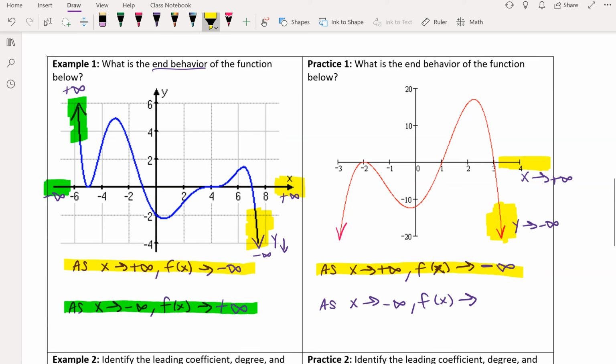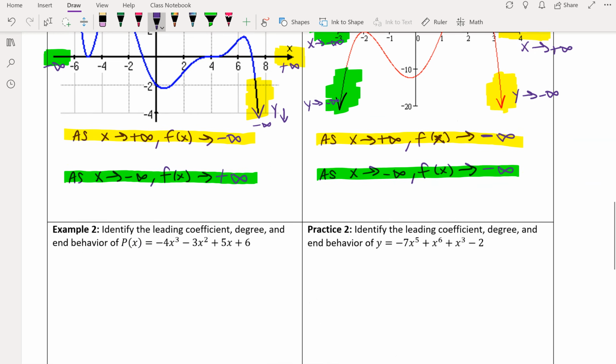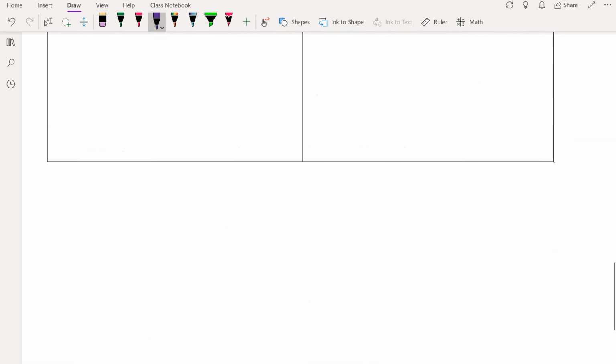All right, now we need to look at the right-hand side of the graph. So as x goes to negative infinity, or sorry, the left-hand side of the graph. Ooh, that was a bad mistake. Sorry about that. As x is going to negative infinity, where does f of x go to? It's pointing down. So y is also going to negative infinity. Both are going down.